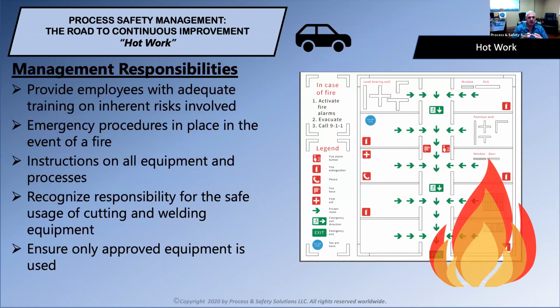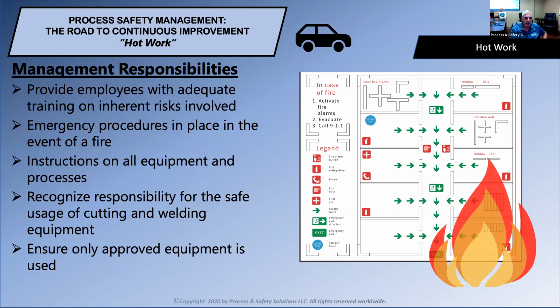So some of the management responsibilities are to provide employees with adequate training on the inherent risks involved. So we must train employees on hot work, and what those risks involved are. One of the things that I want to touch on here as well is making sure that contractors are trained in your hot work policies and procedures. Having generic training in hot work does not meet the requirement under PSM. So making sure that when you bring contractors into your facilities, they're trained on your hot work policies and procedures, not just generic ones.